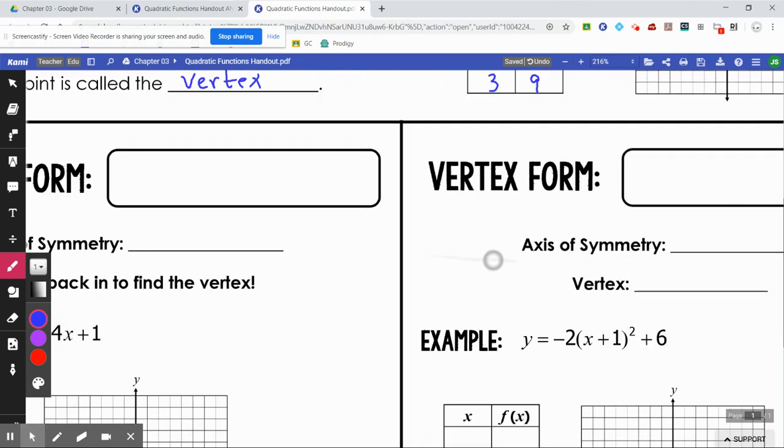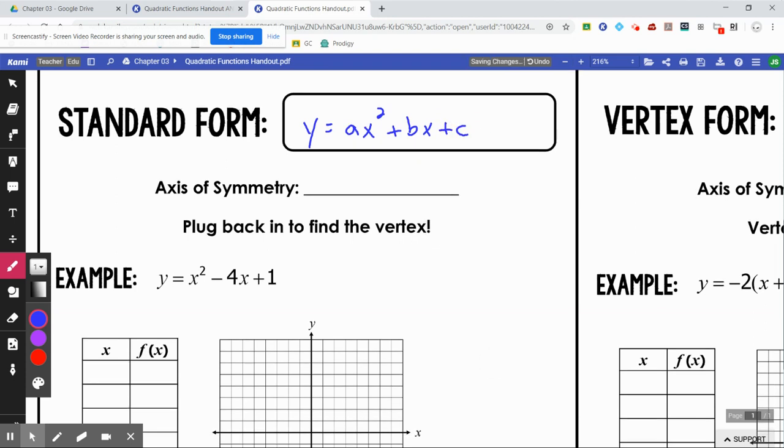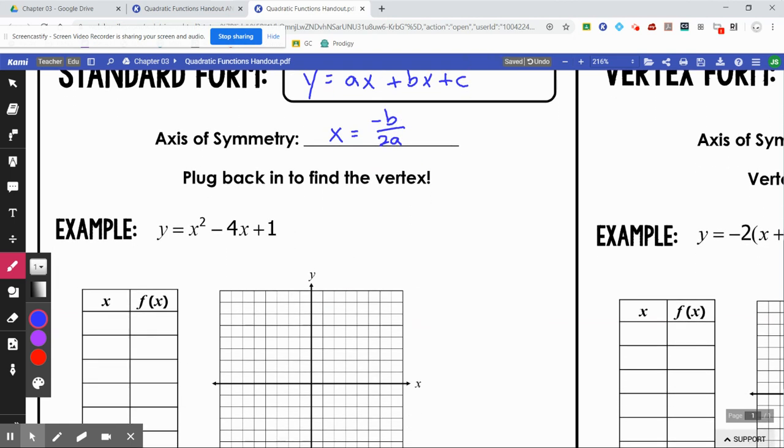Now let's go on, and then we talked about standard form. The standard form of a parabola, now that we've got some extra stuff added on, was ax squared plus bx plus c. The axis of symmetry now can be found with the formula x equals negative b divided by 2a. And then in order to find the vertex, we're going to take that axis of symmetry, that x value, and plug it back in to find the vertex.